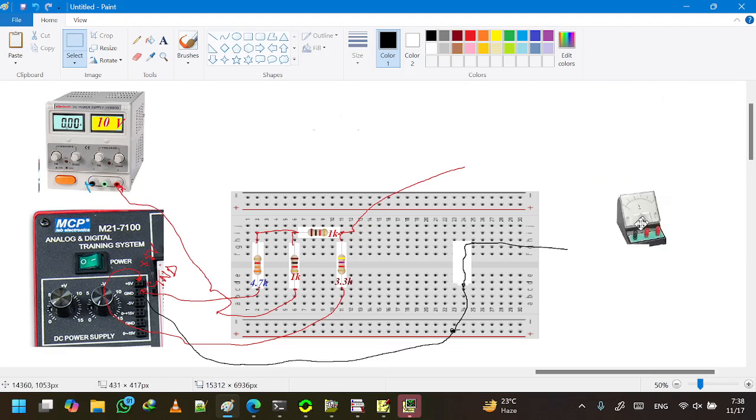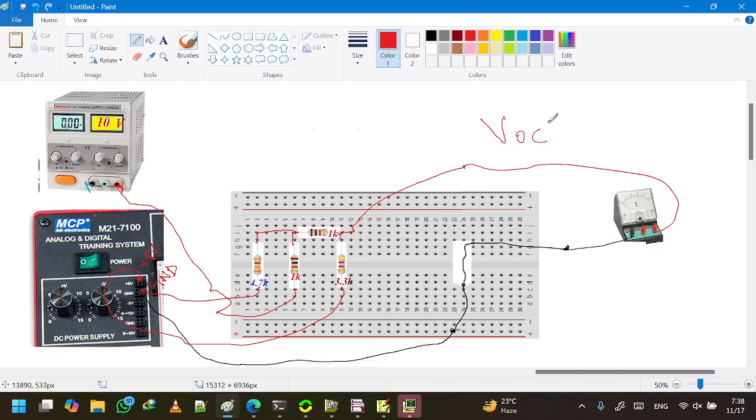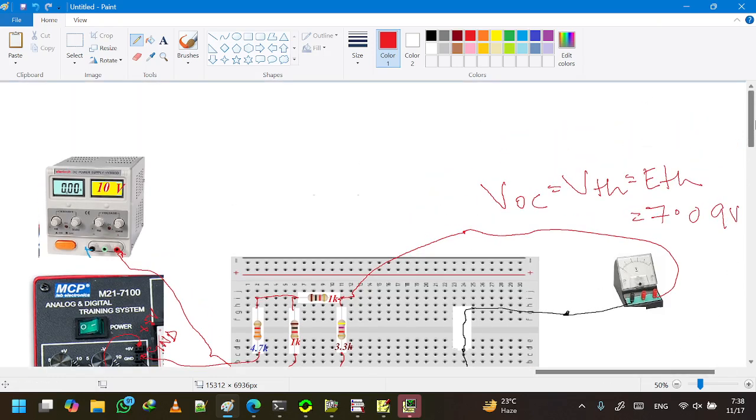So right now we have an open circuit voltage and the load is disconnected. Now, if we want to measure the voltage, we can simply connect in the open terminals to measure the voltage. So the voltmeter reading will give us the open circuit voltage VOC, which is actually the VTH. In our lab sheet, they call it ETH, which is 7.09 volt.